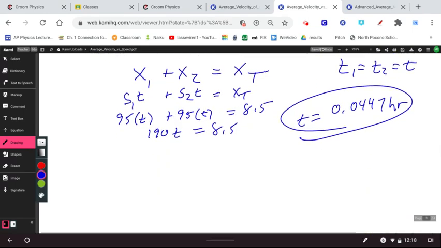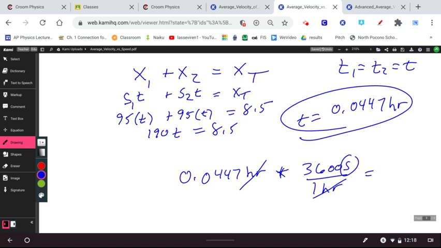But if you want to convert, you can do 0.0447 hours times 3,600 seconds per 1 hour. Dimensionally, the hours cancel out, numerator, denominator. You're left with seconds. And so when you do that, you end up with about 161 seconds.